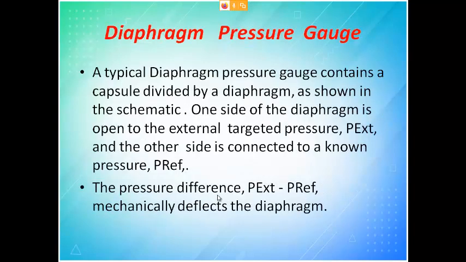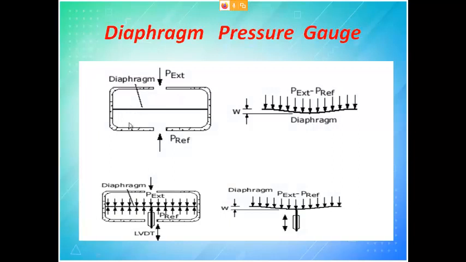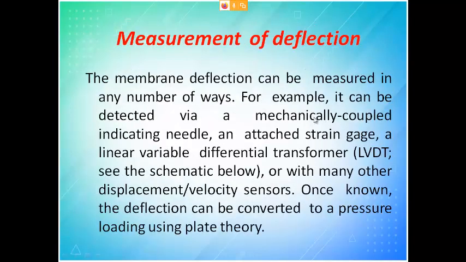See this part, this is the diaphragm you have. With external pressure, this is going to move. After this movement, you can do it in different ways. For example, it can be detected via a mechanically coupled indicating needle, an attached strain gauge, or a linear variable differential transformer. So the first part will give mechanical output, the second part will give electrical output, or another displacement velocity sensor. Once known, the deflection can be converted into pressure using plate theory.